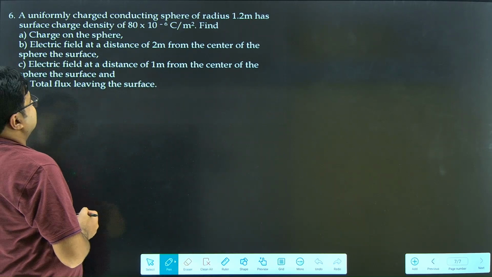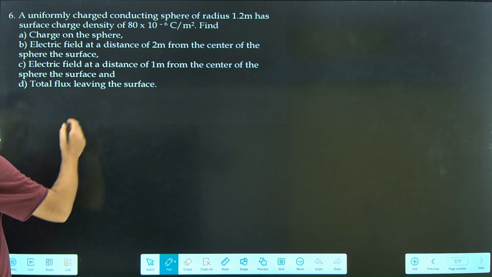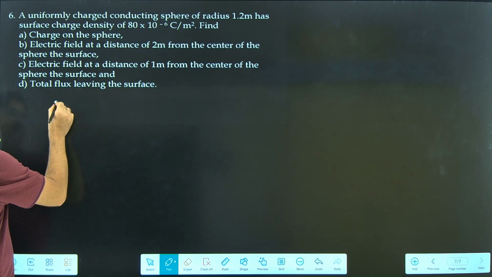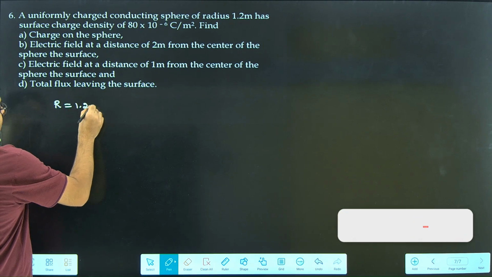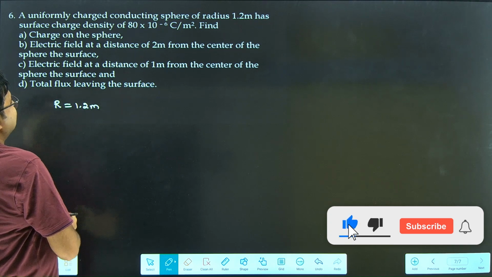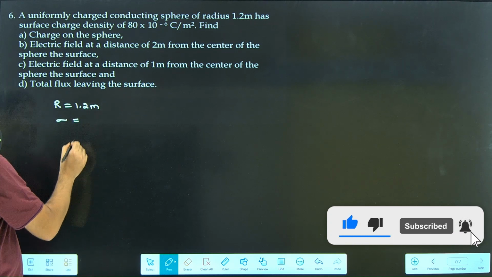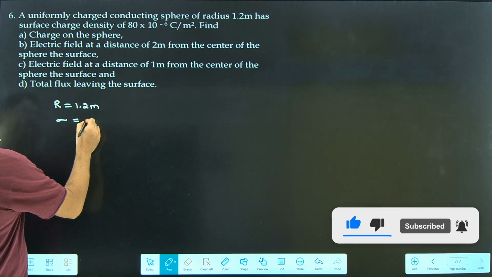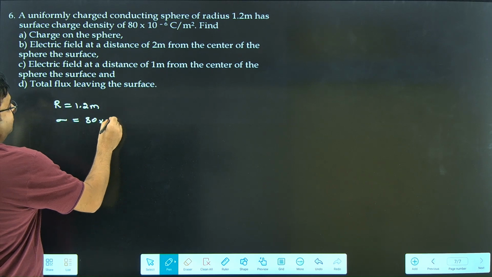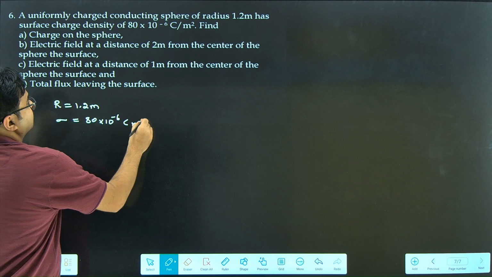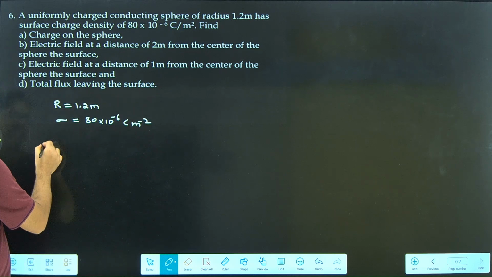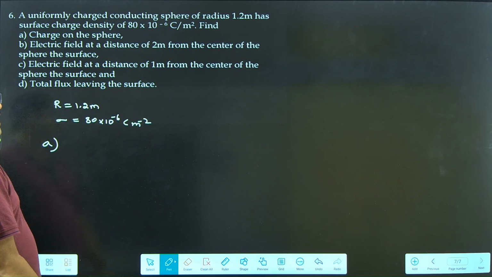A uniformly charged conducting sphere of radius 1.2 meter has surface charge density, denoted by sigma, which is 80 into 10 to the power of minus 6 coulomb per meter square. Find, for part a of the question, the charge on the sphere.